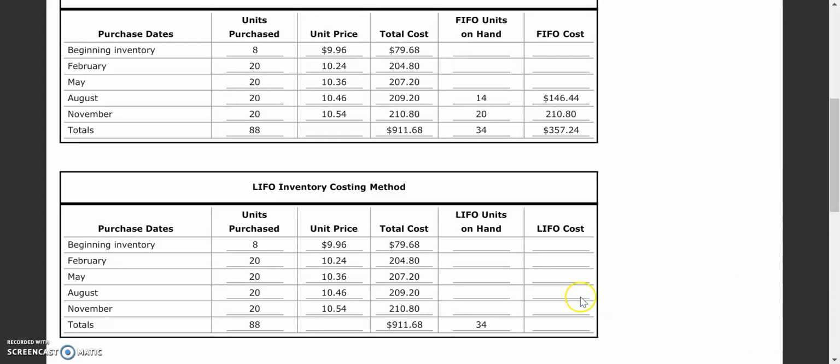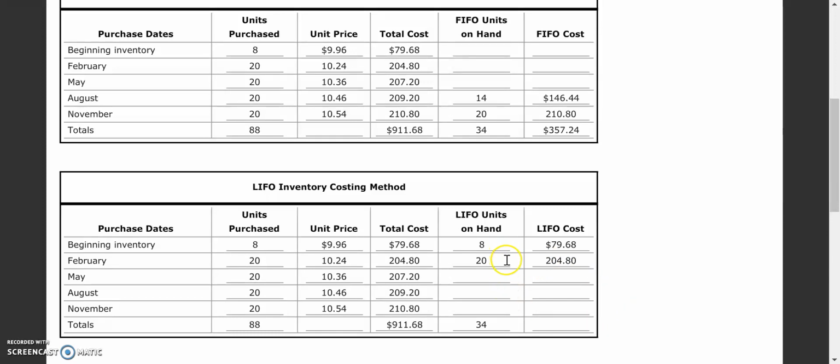And so with LIFO, we need to get the 34 units. So we're going to use all of our 8. So we can take our 8 times 9.96 is going to give us a total cost of $79.68. We're also going to be able to use all of the 20 from February because 20 plus 8 is going to be 28. And that's going to be that same total of 204.80.